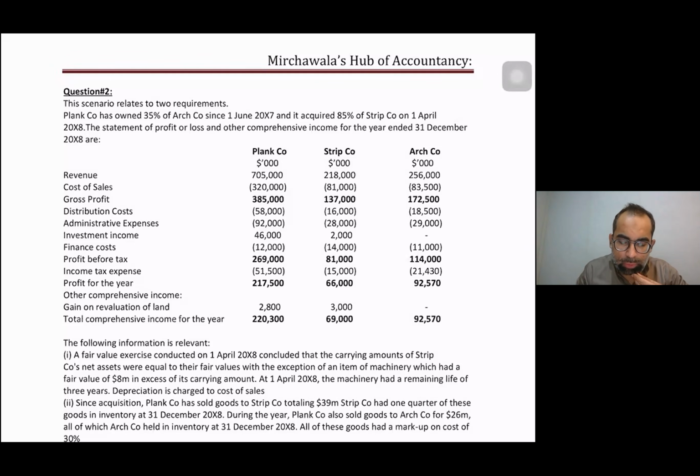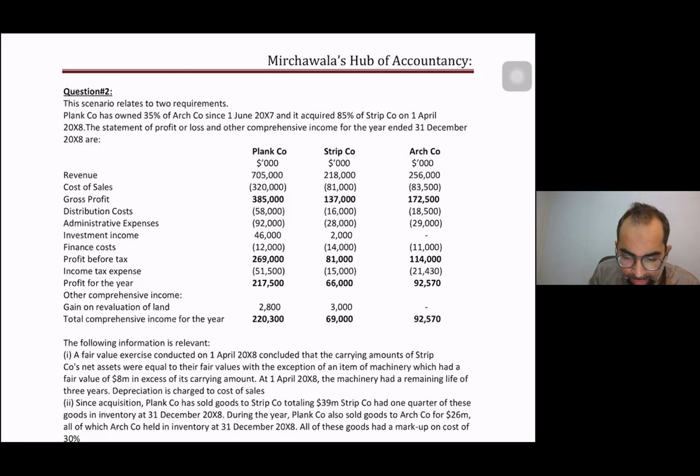This scenario relates to two requirements. We are going to do the first one. Plank company, come on, be very active, please. This should be two-way traffic, not just energy from my side but from your side as well. Then you will understand. Please don't lose hope. You have to clear this paper in this attempt, and this is possible. You have already enjoyed a lot in corona. You have taken big leaves. Please.